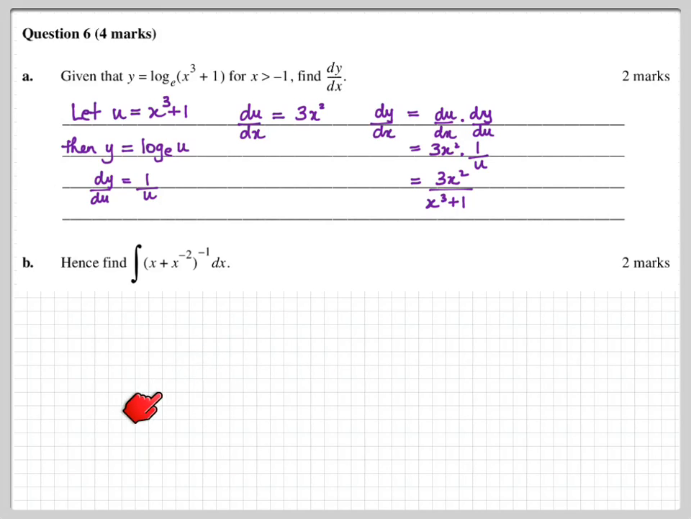Now this question, question B, says "hence." And that's a really important word. It means we must use our result.